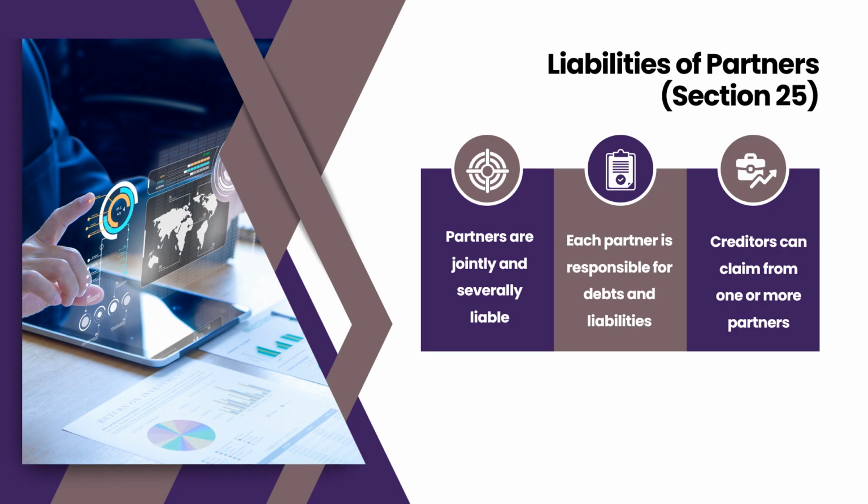For example, if a firm owes money to a creditor, the creditor can demand repayment from one partner or from all partners together. So, even if one partner was not directly involved in the particular transaction, they can still be held liable for the firm's debts. This is why it's important to choose your business partners wisely.